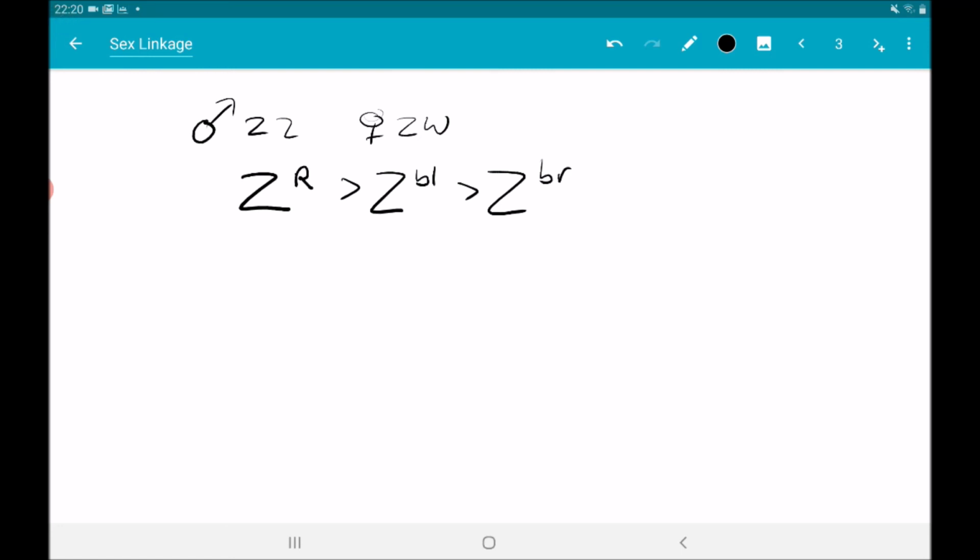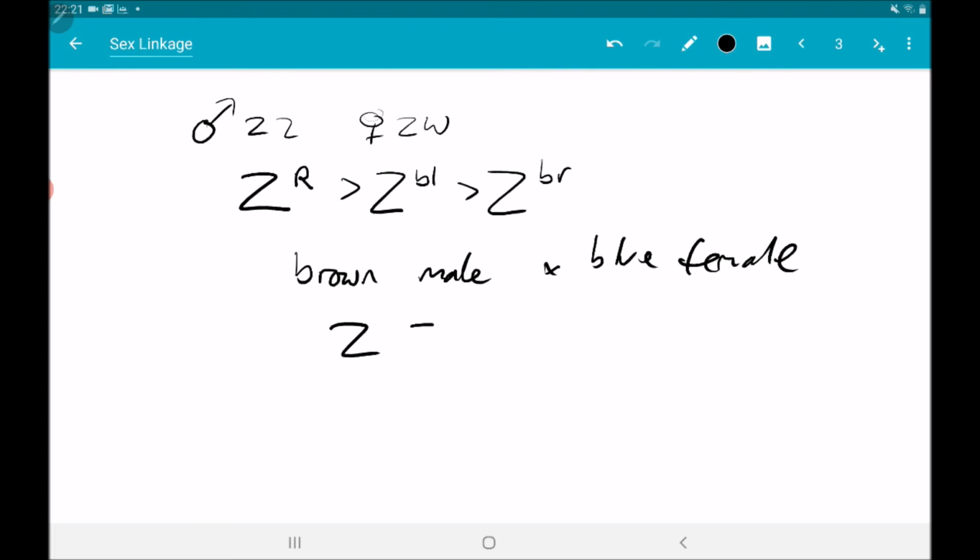We were told that a brown male mated with a blue female. The only way that a male could be brown, because a male is ZZ, and brown is the most recessive of all the alleles here, is if he was homozygous recessive for brown. And crossing with a blue female, she only has one allele because she's ZW, so it must have been blue. So those are the two alleles that we've got.